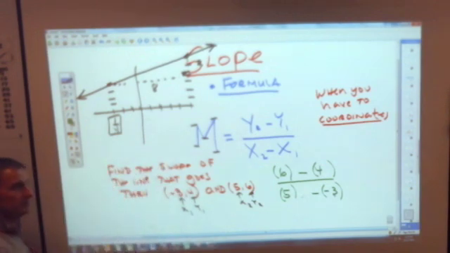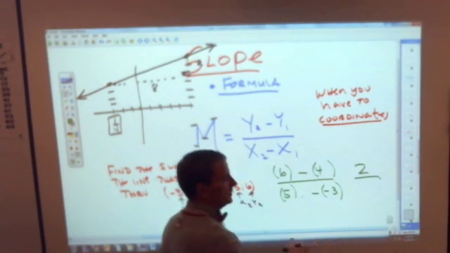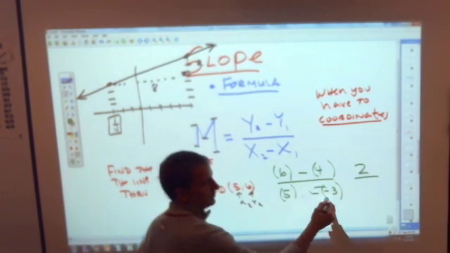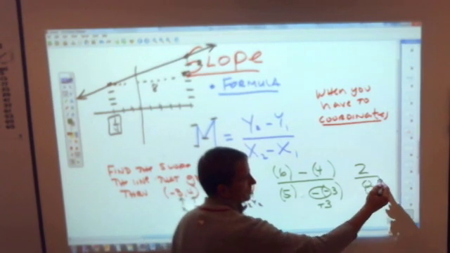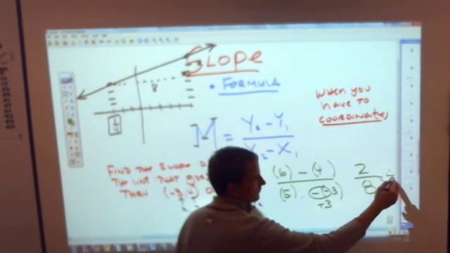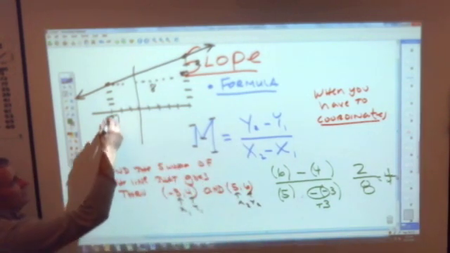Everybody with me so far? 6 minus 4 is 2, and 5 minus a negative 3, 2 negatives make a plus, so 5 plus 3 is 8. So there's your 2 over 8, which reduces down to 1/4. How about that? Wasn't that what we got over here?